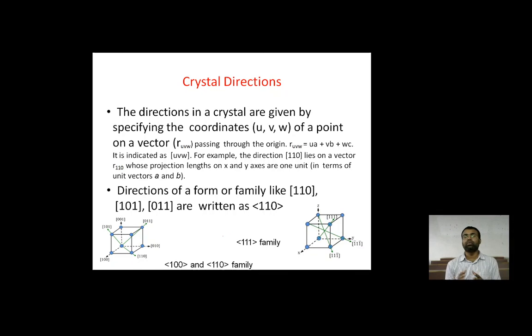So r u v w equals u a plus v b plus w c. It is indicated as [u v w]. For example of a direction, the [1 1 0] lies on a vector r 1 1 0 whose projection lengths on the x and y axes are 1 unit in terms of unit vectors a, b. So directions of the form of a family like 1 1 0, 1 0 1, and 0 0 1 are in the same family, as we discussed earlier.